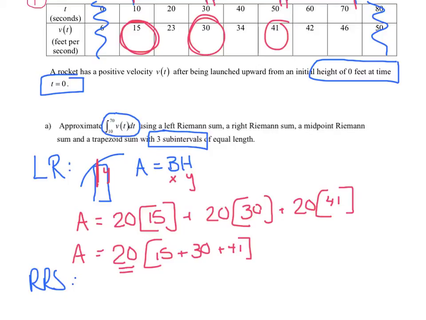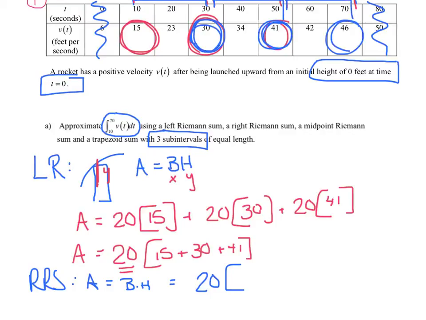Not much is changing, except instead of picking the left-handed height, we're now picking the right-handed height. Again, my area is just base times height, and this time I'm going to pull the 20 out because I know they all have a base of 20. For my right-handed height, I'm just picking the numbers on the right. So 30 plus 41 plus 46. Again, I'll let you figure out the math on your own there. And I'm just going to keep chugging here.